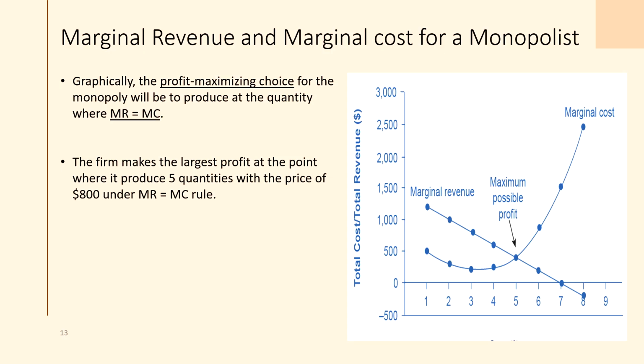Graphically, the monopolist chooses the quantity where MR intersects MC. That quantity is 5. Then the monopolist goes up to the demand curve to find the price consumers will pay for 5 units. At quantity 5, the price is $800. So the monopolist sells 5 units at a price of $800.